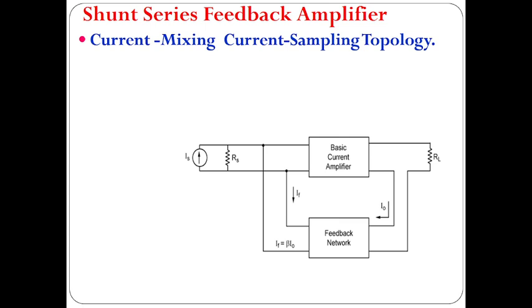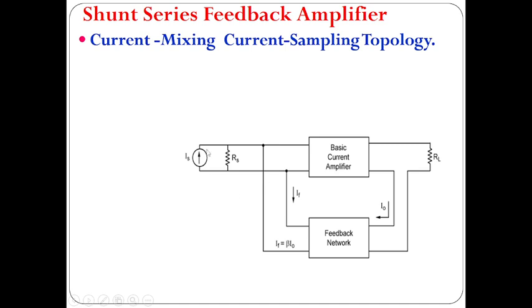Why is it said to be a current mixing and current sampling topology? Here the current is taken as a sample. Here we take a portion of the output signal. The portion of the output signal is nothing but your current signal. That is why we name it as a current sampling topology. And the feedback signal is IF. IF is equal to beta I naught. We take a portion of the output signal, so IF is equal to beta I naught.